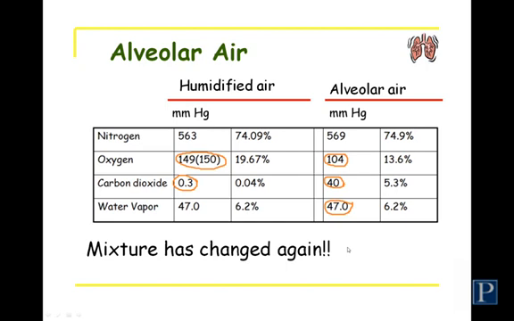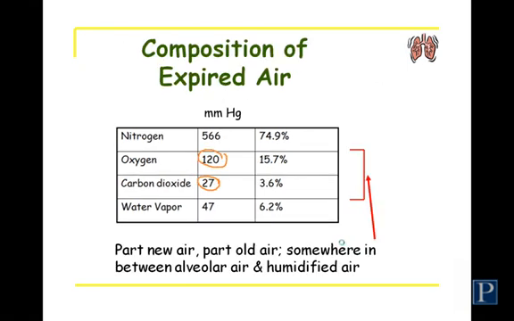When you exhale air, you're going to be mixing inspired air with the air that was in your lungs, that functional residual capacity. So you're going to be mixing new air with air that was involved in gas exchange. And so you're going to have part new air, part old air. So the partial pressures of oxygen and CO2 are somewhere in between alveolar air and humidified air, because that certain amount of air that is in your tracheobronchial tree did not participate in gas exchange. The air right down by the alveoli did. And so when I exhale, it's going to be a mixture of those two gases.